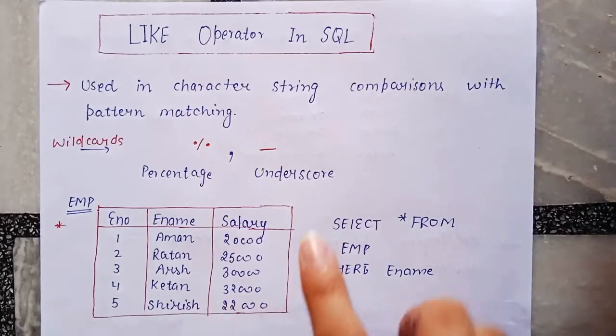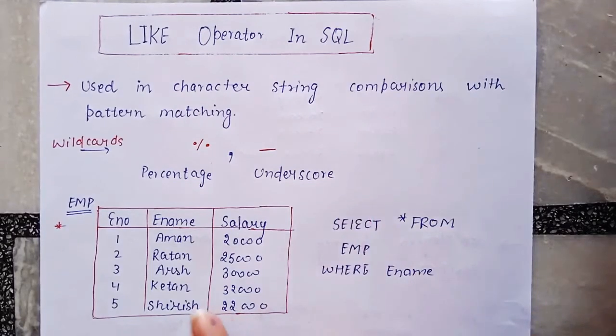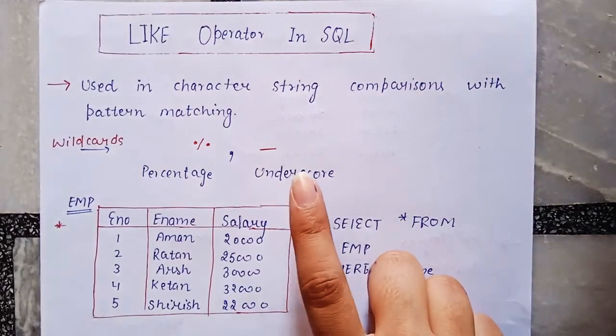Now what is the use of the underscore symbol? It is used for exact comparison. For example, in this table, if you want to know the name of the student that consists of T exactly at the third position, and we want only those students whose name consists of exactly 4 characters, for these kinds of exact comparisons, we use this underscore symbol.